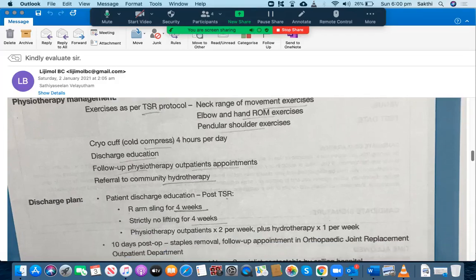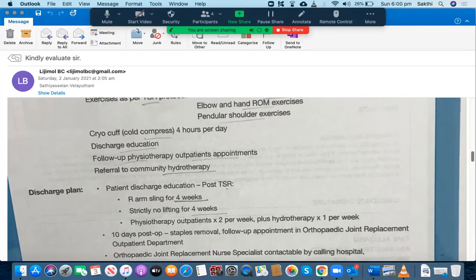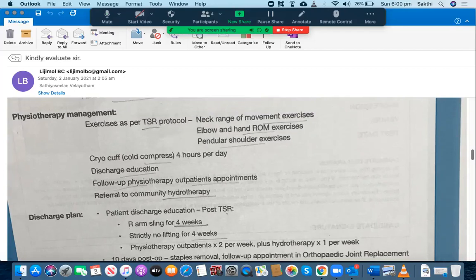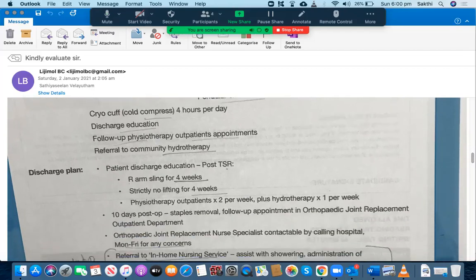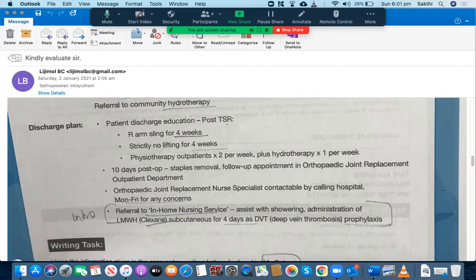Cryotherapy, okay. Discharge education. Did you include discharge education there or not? Did you include this or not? No. You should have included that, right? Discharge education means they mention that follow-up physiotherapy outpatient appointment and regarding hydrotherapy. Yeah, that's right. Yes, these two things, right? Okay. Yeah. Our patient's discharge education: post right arm sling for 4... Yeah, this is what they mentioned over there.